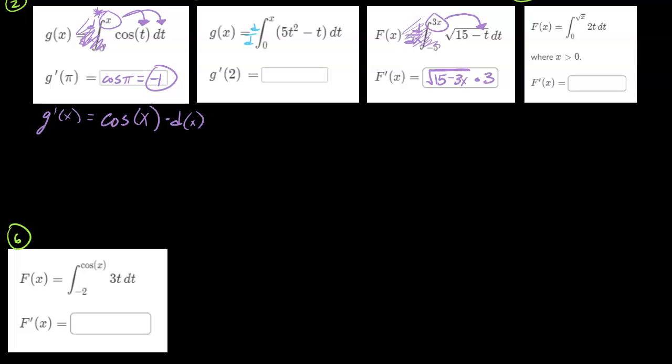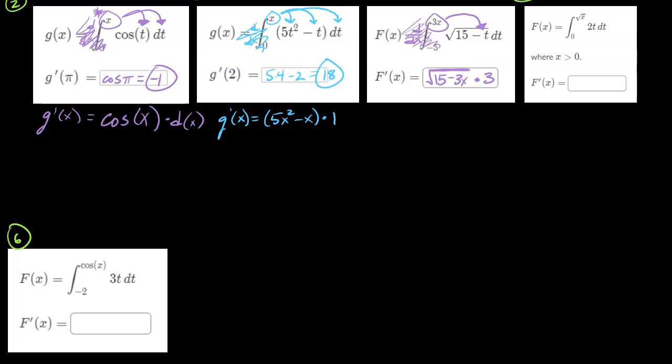So derivative of g, I'm going to put x in place of every t. I really like this way now, actually. That makes it so much easier. I put an x in place of every t. So g prime of x would be 5x squared minus x times the derivative of x. g prime of 2: 5 times 4 minus 2 times 1, so 18.